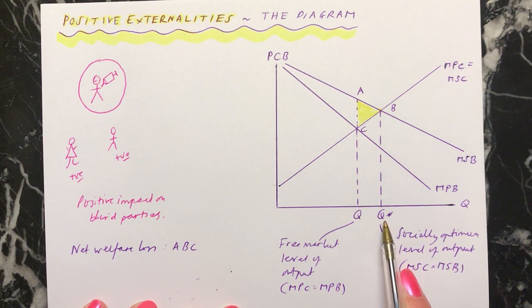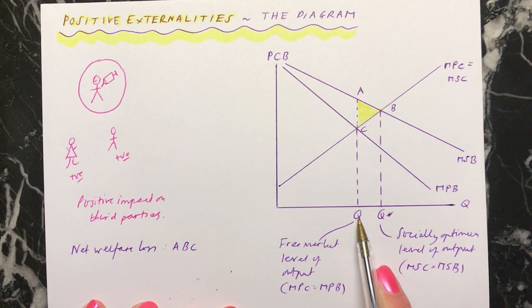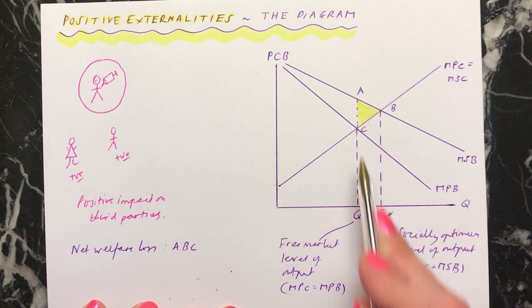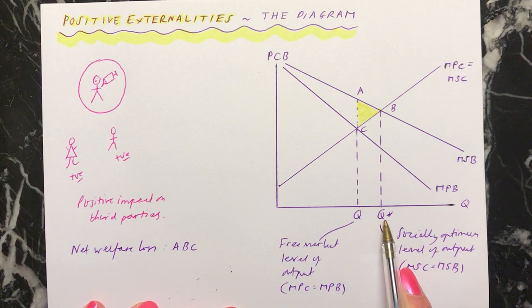And so in this case, again, we might want the government to intervene somehow so that we can increase output of this good and consumption of it from Q closer to Q star. And remember, the closer we get to Q star, the smaller the net welfare loss will be. And therefore, that will be better for society.